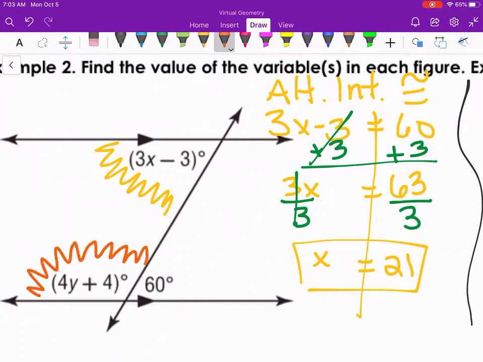All right, so we already said earlier that 3x minus 3 and 4y plus 4 are consecutive interiors, so they should add up and be 180. The other option we have is to use that same 60, because 60 and 4y plus 4, they're at the same intersection and they're neighbors. They are linear pairs. I'm going to go ahead and use that one because I have my 60 degrees there.